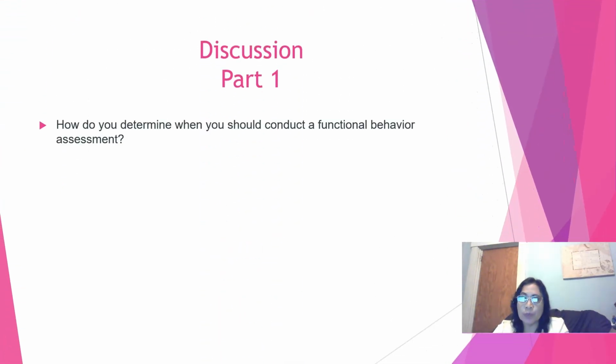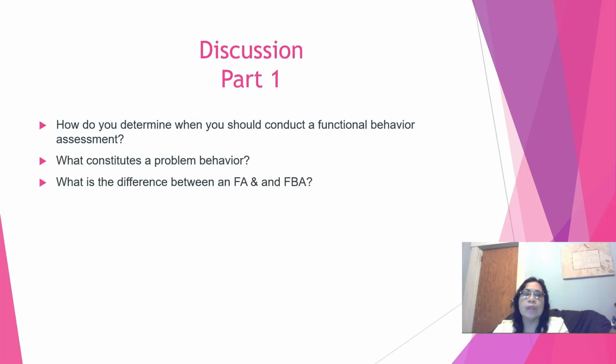Functional behavior assessment should be conducted when receiving a new client. Problem behaviors are any behavior that impedes students' learning. The difference between an FA and FBA: FA is part of FBA. As mentioned earlier, there are three general FBA strategies: indirect assessment, direct assessment, and lastly, functional analysis. What makes FA stand out is that in FA, there is an element of manipulation of environmental conditions to test hypotheses. In contrast, indirect and direct FBA do not include testing.